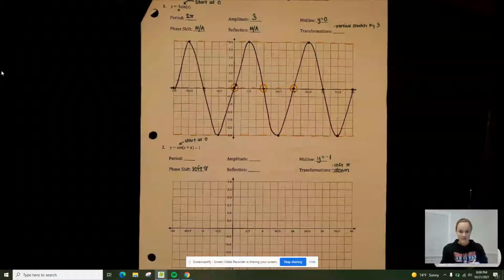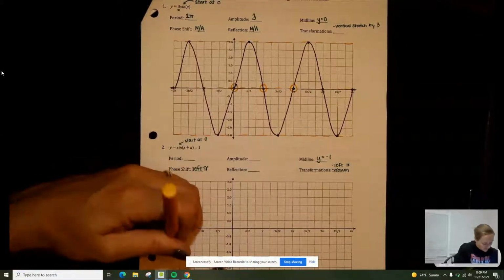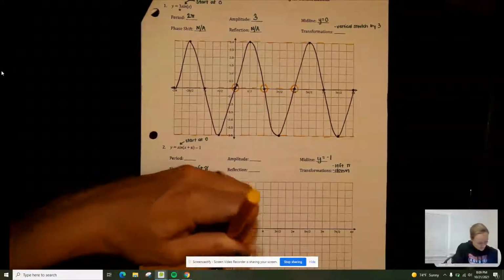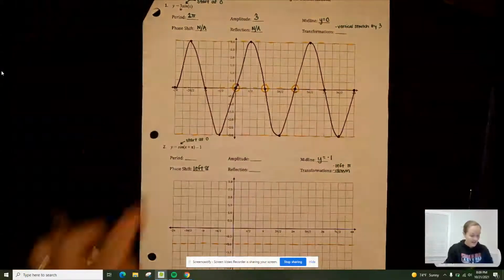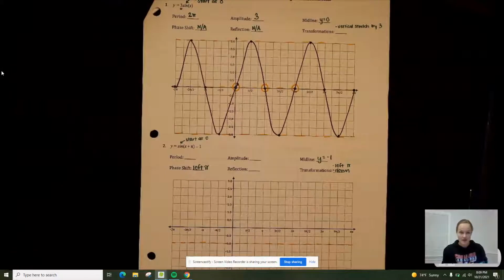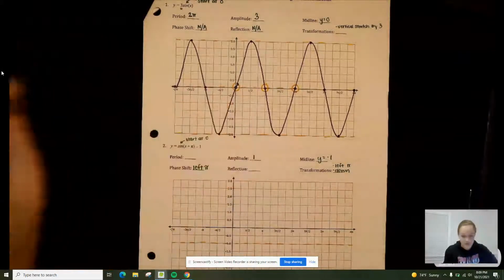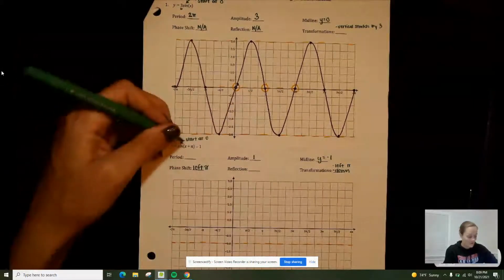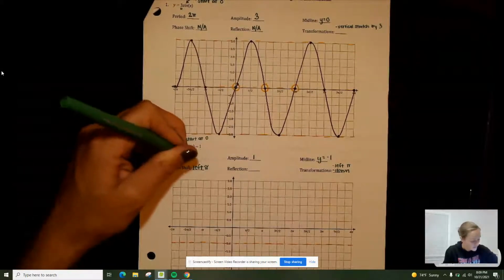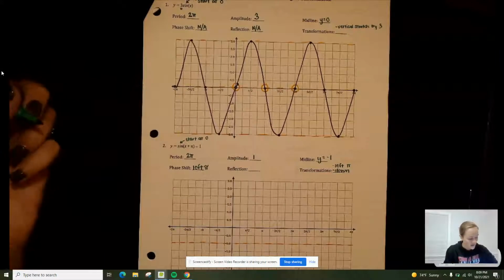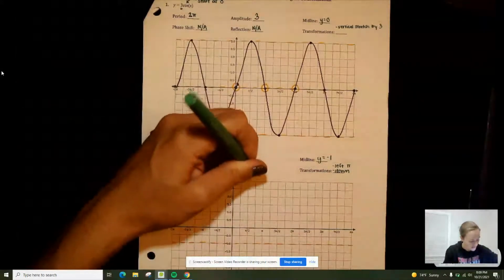So again, I'm going to plot my midline first. Negative 1 is where my midline is. And the amplitude didn't change. Nothing affected it in the front. So the amplitude is going to be the normal 1. The period didn't change. Nothing was multiplied on the inside. So the period is 2 pi. And there's no negative multiplier, so there's no reflections.